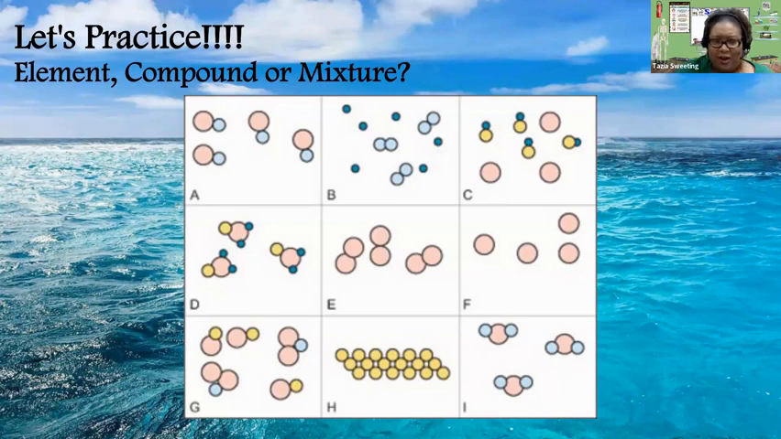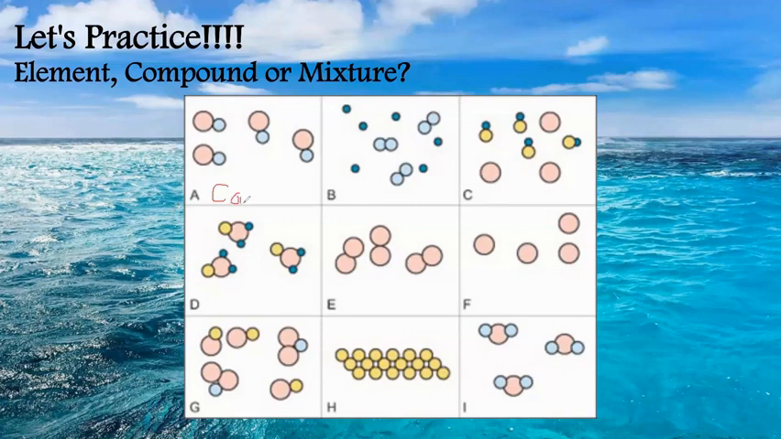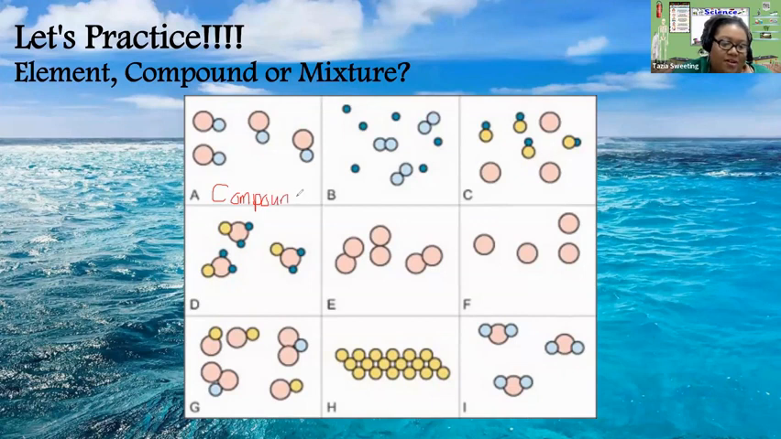Do y'all agree with Paul? Is that a compound? Yes, ma'am. It is a compound. And Paul, do you want to tell us why you chose compound? Because it consists of two or more different atoms. Excellent. We can see here that we do have two different atoms or elements that are chemically joined together.